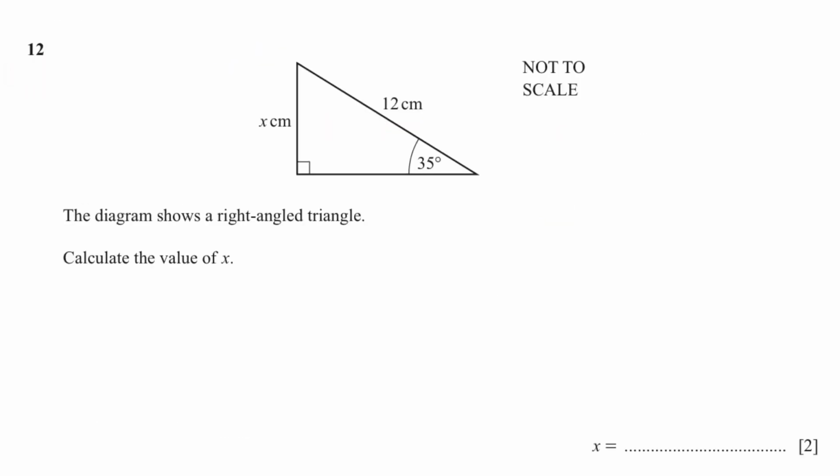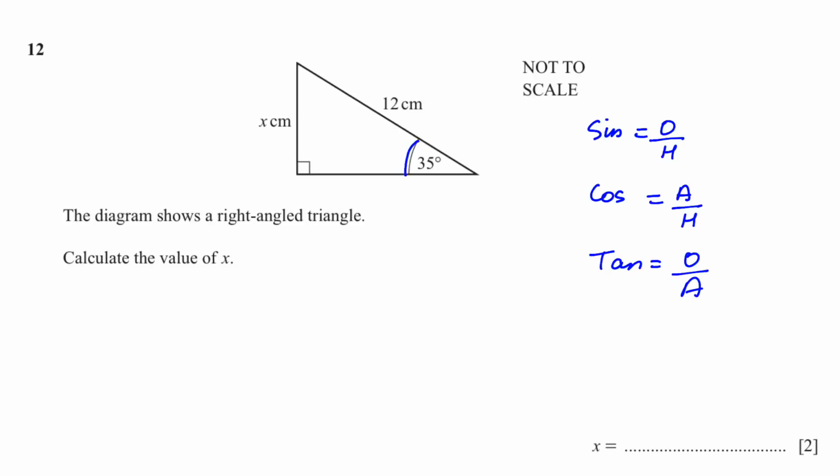Question number 12. We have been given a right angle triangle. One angle has been given to you and one side has been given to you. We need to find a second side. Whenever you have a question like this, you have a side and an angle, it's a right angle triangle and you want to find the second side, we always use trigonometry. For trigonometry, we need to know the trig identities. What are the trig identities? Sine is equal to opposite over hypotenuse. Cos is equal to adjacent over hypotenuse. And tan is equal to opposite over adjacent.